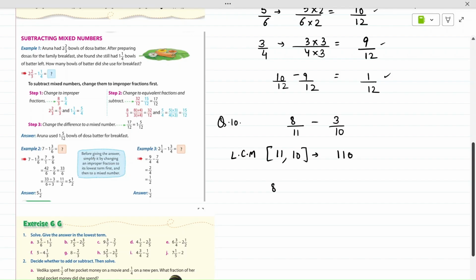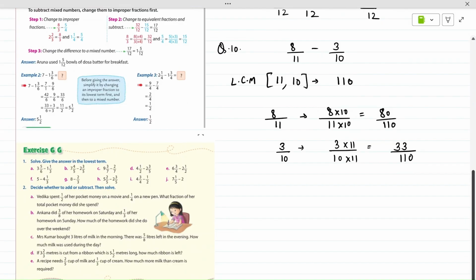Now change it. 8 by 11, multiply the denominator with 10, numerator also with 10. This will give us 80 by 110. Next one we have is 3 by 10. So this is 10 into 11 here, 3 into 11 here. This is 33 by 110, right?